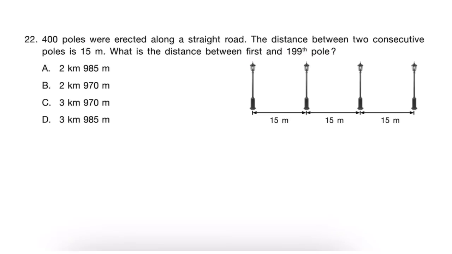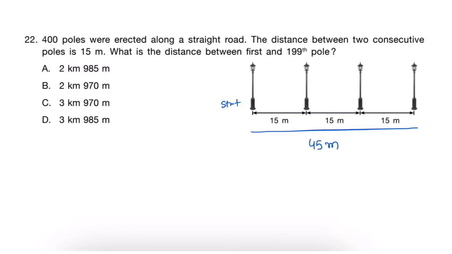Question 22. 400 poles were erected along a straight road. The distance between the two consecutive poles is 15 meter. What is the distance between the first and the 199th pole? Distance between first and fourth pole is 15 into 3, 45 meter. This is because the first pole is the starting pole.